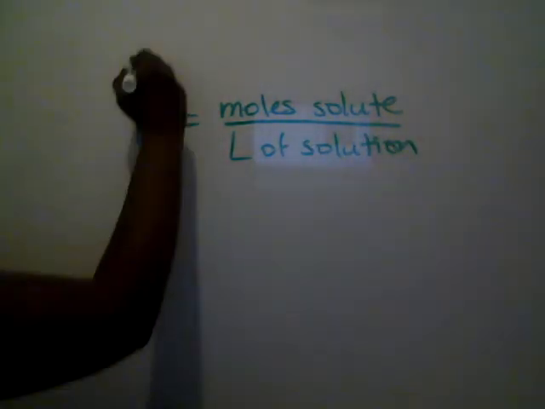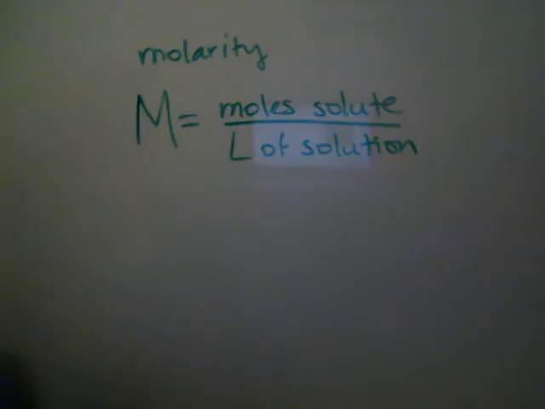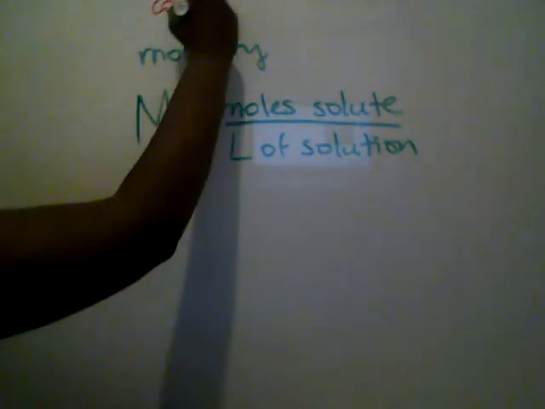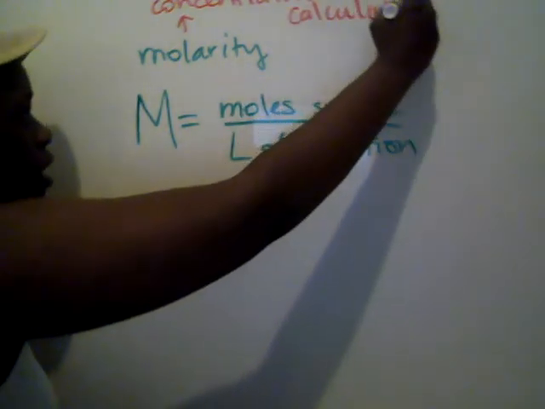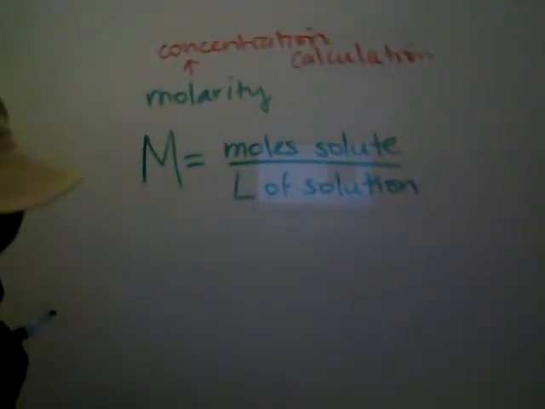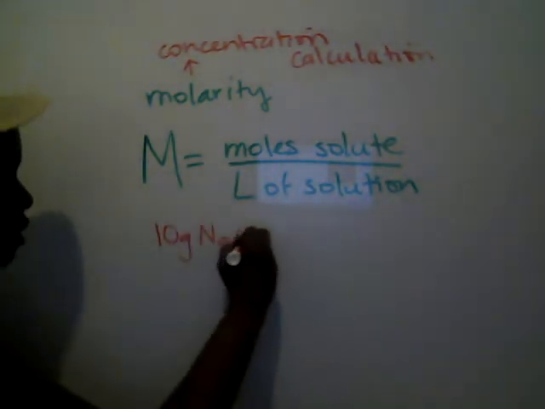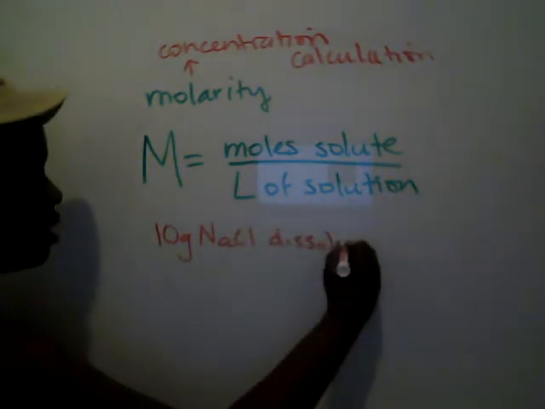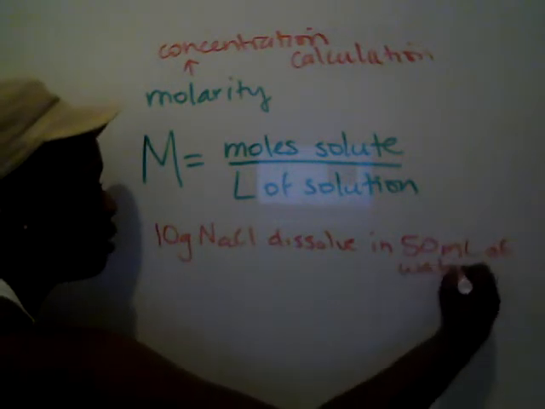Okay. So molarity we usually represent with a big letter M. And it's a way for us to report concentration. So a molarity is just a concentration calculation. It's a way for us to tell someone how concentrated something is or how much we've dissolved inside of something. So if we start with an example, they could say something like, you take 10 grams of NaCl and we dissolve it in 50 milliliters of water. Okay?